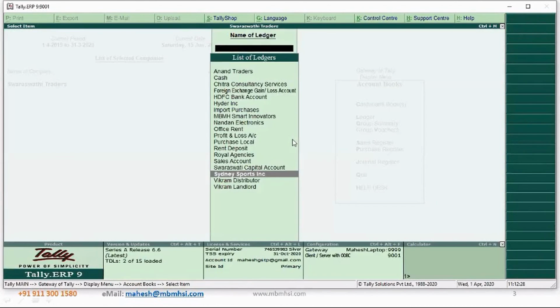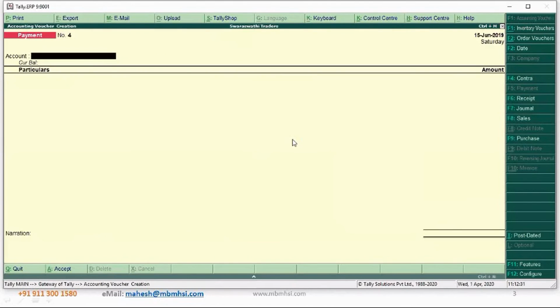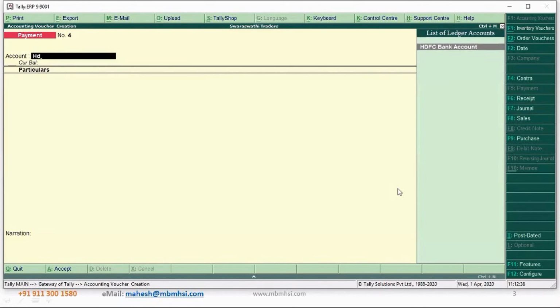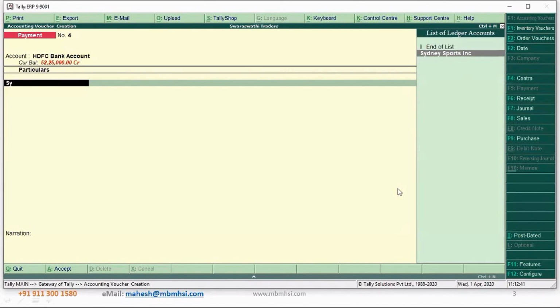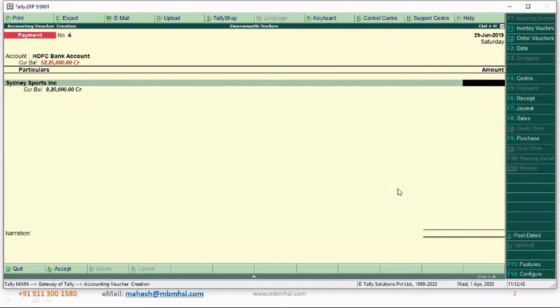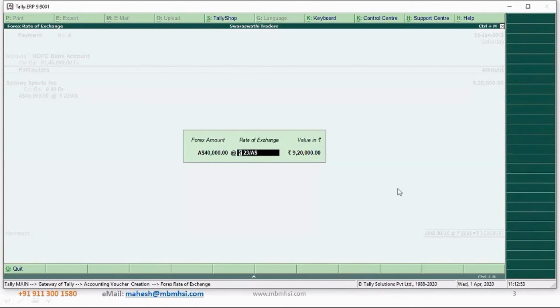Let me just go to Tally and make one more payment entry on 29th of June. I'm paying through HDFC Bank to Sydney Sports Inc. Now how much am I paying? I'm paying Australian dollars 40,000. At what rate am I paying? See, now on 29th, let us assume that the rate has gone up to 24 rupees. It's not 23, it is 24.